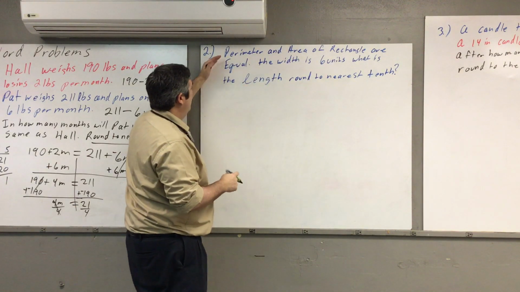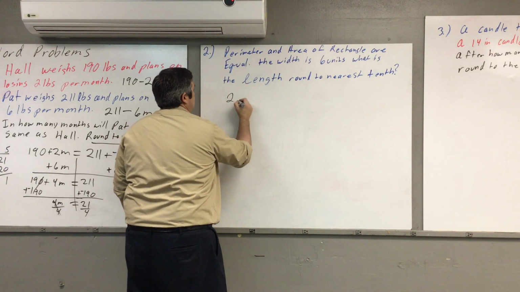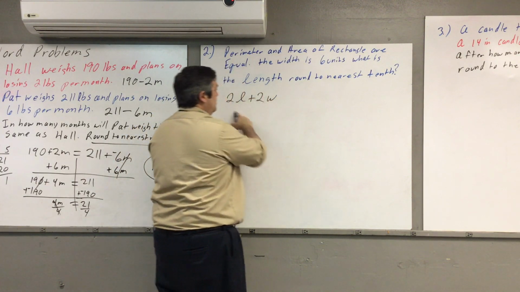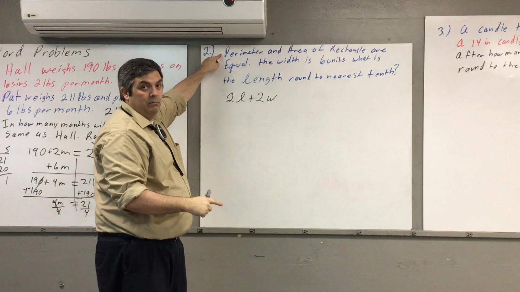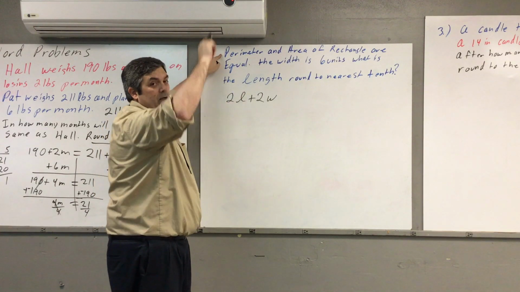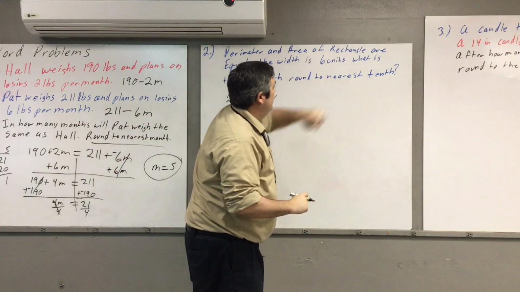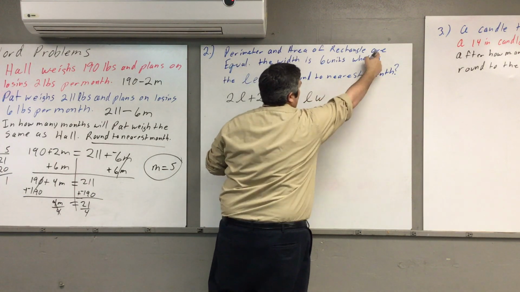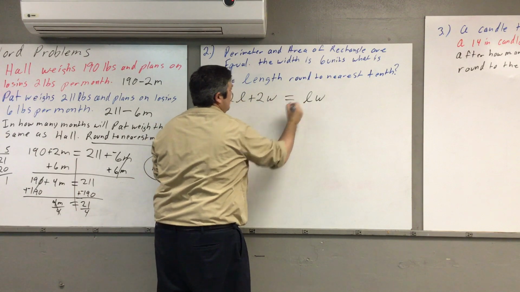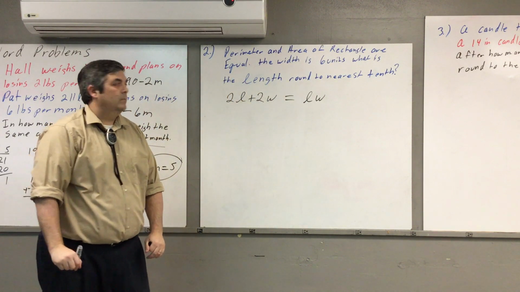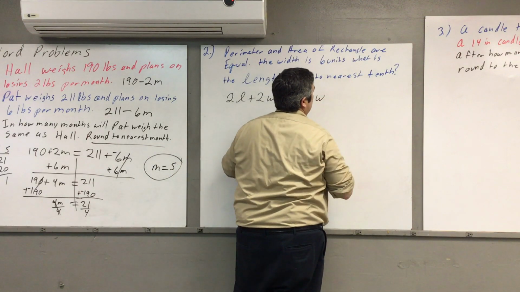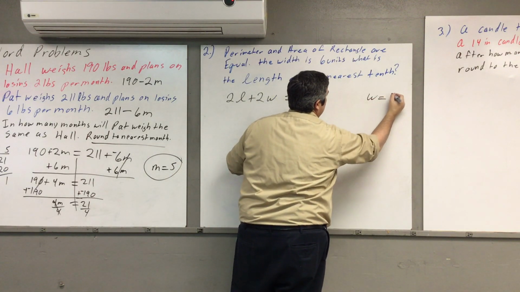Well, the formula for perimeter is 2L plus 2W. That's perimeter, right? Just add up all the sides. And area of a rectangle, length times width, are equal. They're the same, they're equal. And then what do they tell us? The width is 6 units. So W equals 6.